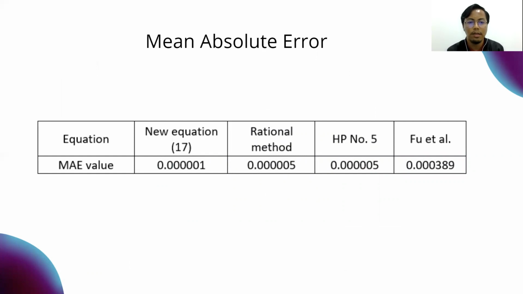And the last one is we use the mean absolute error. The lower the value, the lower the error of the equation, meaning the predicted value is close to the actual value. The MAE value for the new equation, as we can see from the table here, is the least value, which is 0.000001, compared to the others, which are higher. So this shows the new equation is much closer to the actual value.